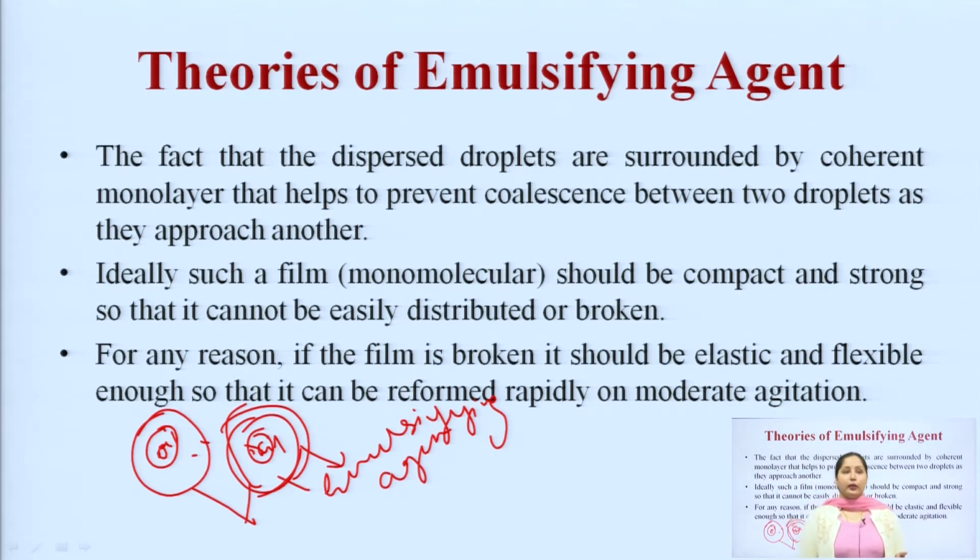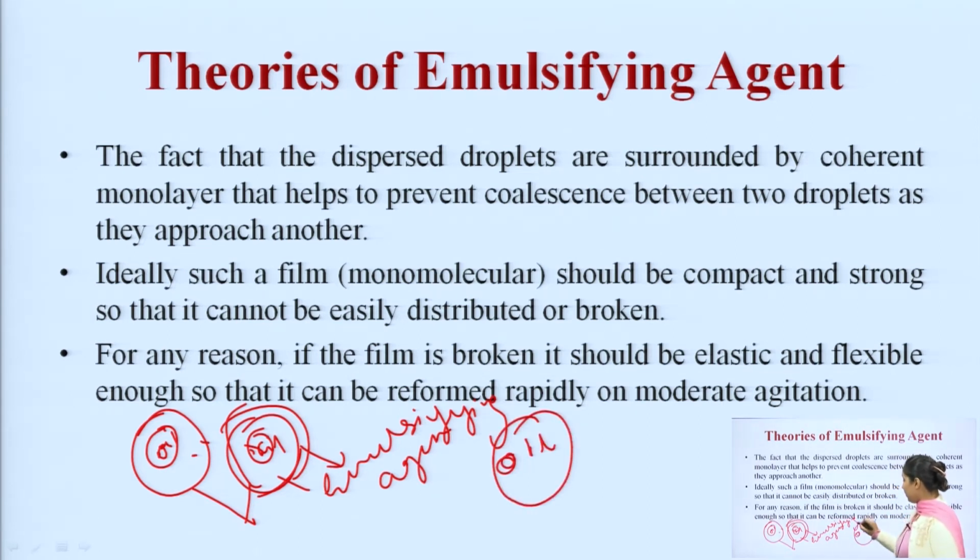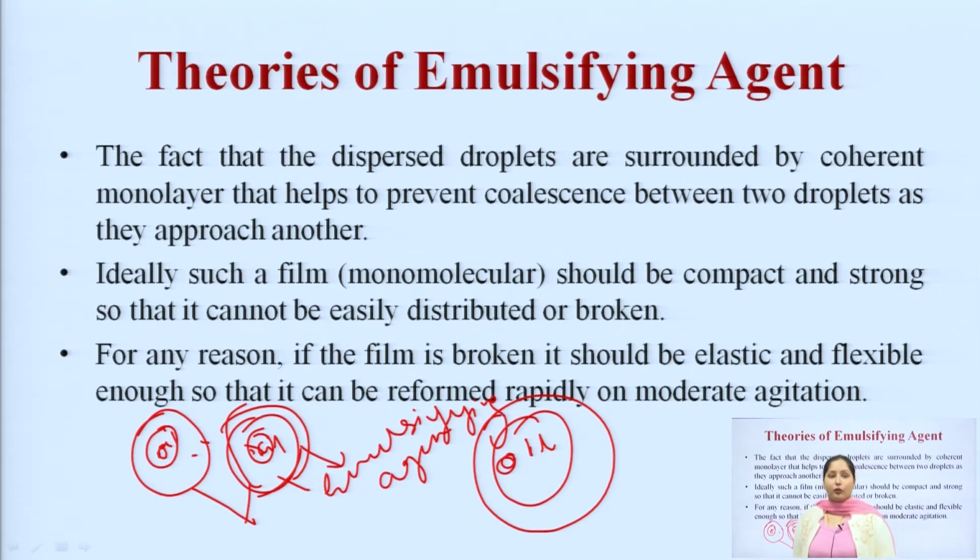Ideally, such a film should be compact and strong, so that it cannot be easily disturbed or broken. So, the film that this emulsifying agent will form, for protecting the globules of the dispersed phase from colliding, should be compact and strong, so that it cannot be easily disturbed or broken.